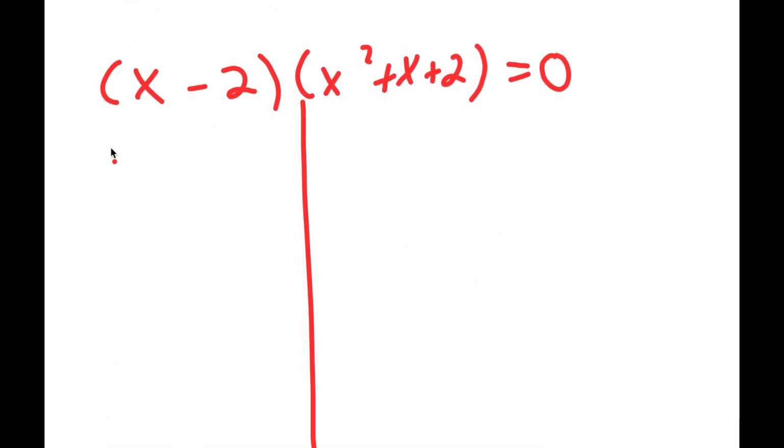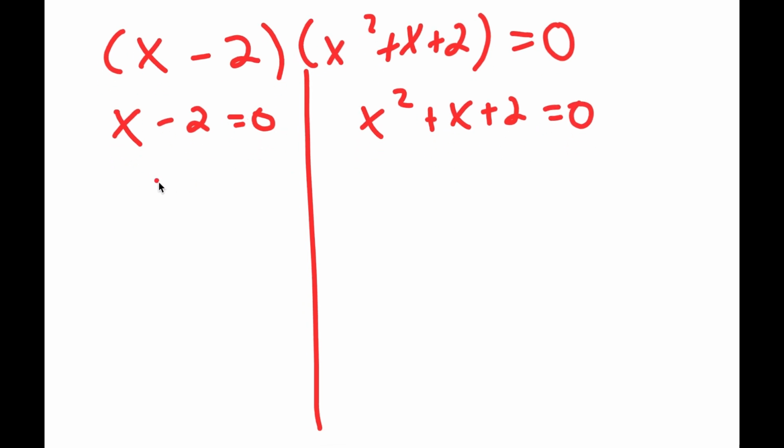So now to solve this, I get two equations. I get x minus 2 is equal to 0, and I get x squared plus x plus 2 is equal to 0. So for x minus 2 equals 0, x is obviously equal to 2.